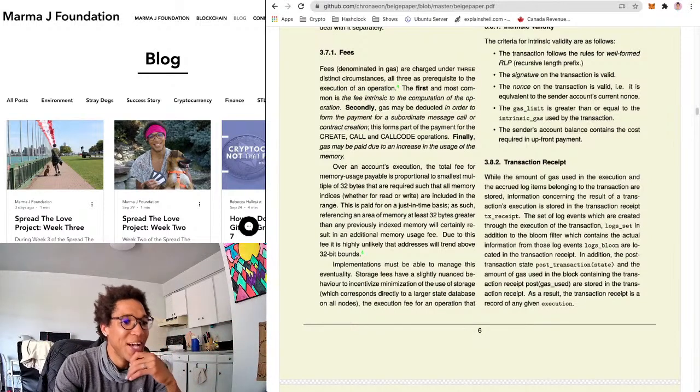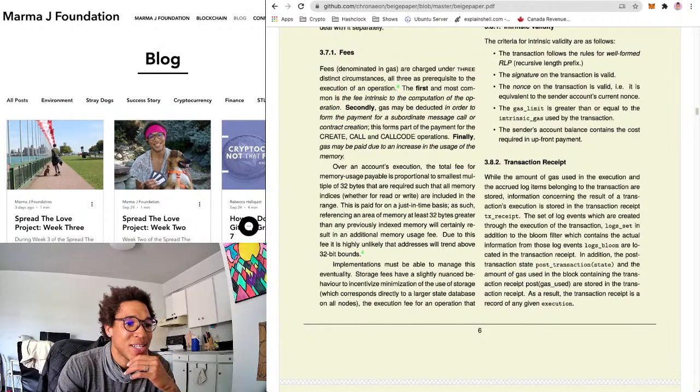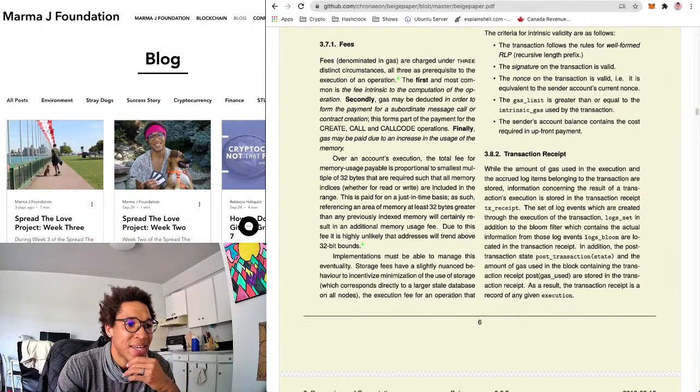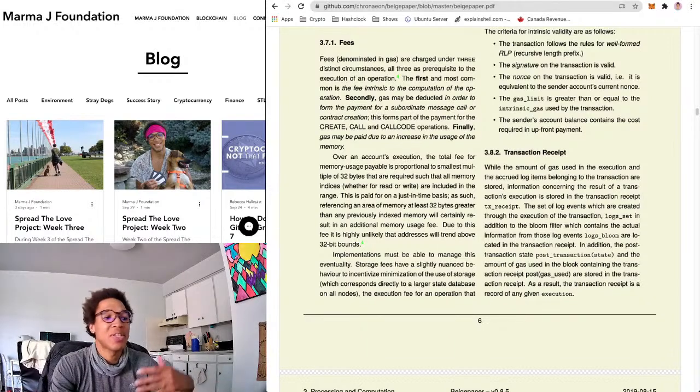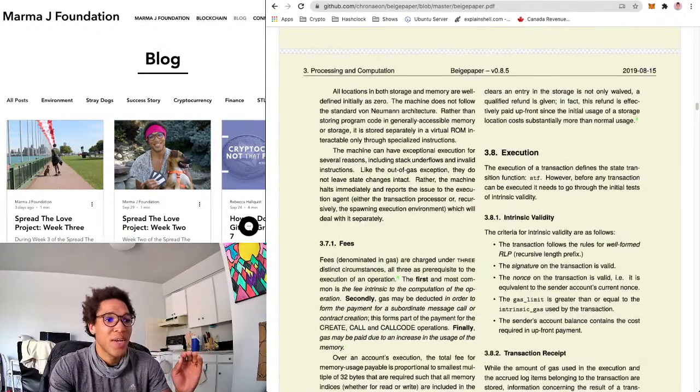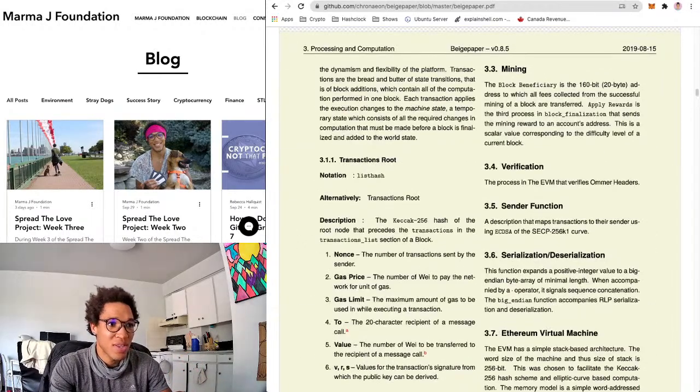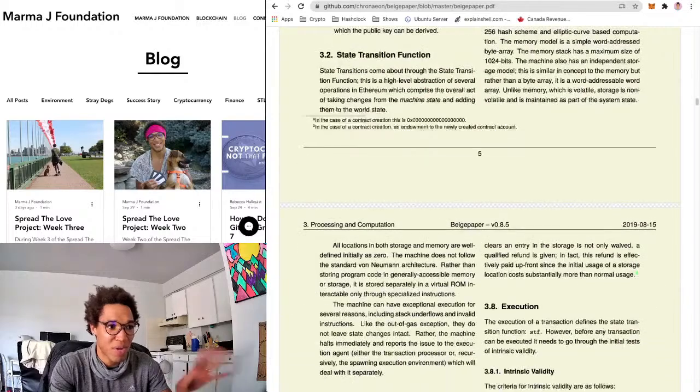But as a result, the transaction receipt is a record of any given execution. So basically, anytime you do any execution on the EVM, you will get a transaction receipt, which gives you all this stuff, so you can always prove that there was some validity in that execution, which is the verification part of everything.